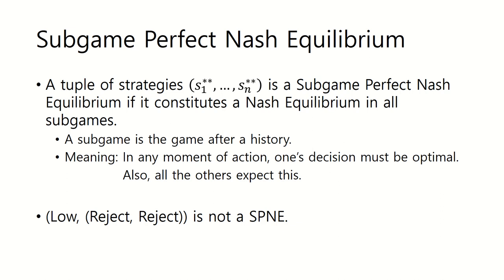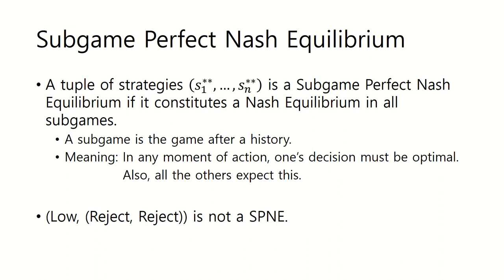So when you make a decision, you make a prediction about the others' actions. And how do you do that? You expect that the others will choose their optimal action. So when you take an action, you take that into account.